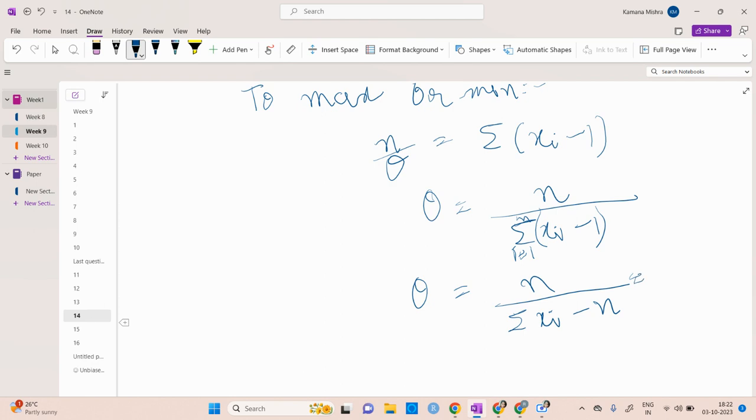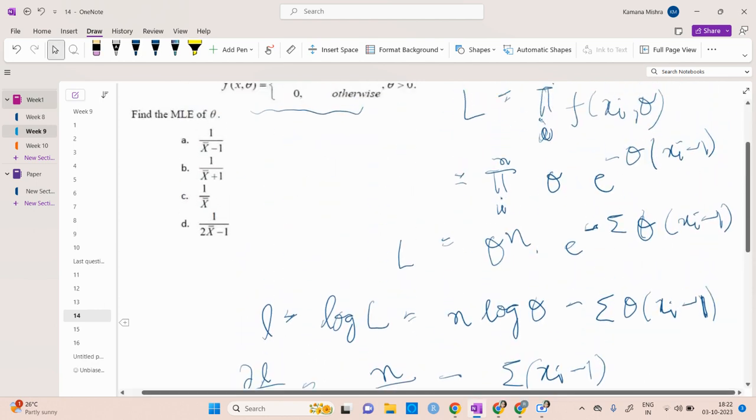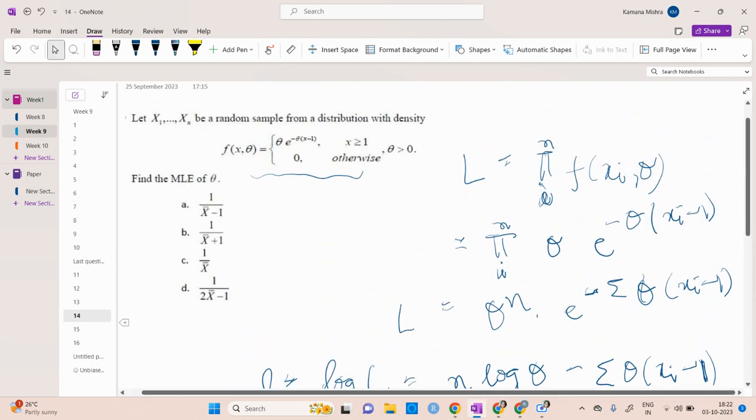Now we can divide it. So it will be 1 upon summation xi upon n, which will be what? X bar, right? X bar minus n upon n, this will be 1, right? So this will be 1 upon x bar minus 1. So 1 upon x bar minus 1 can be the MLE.